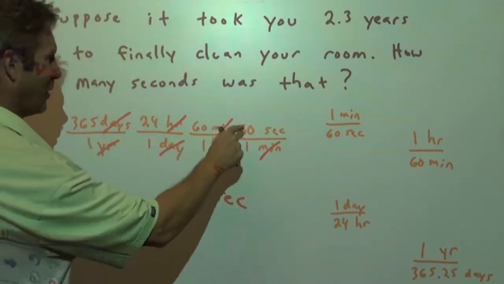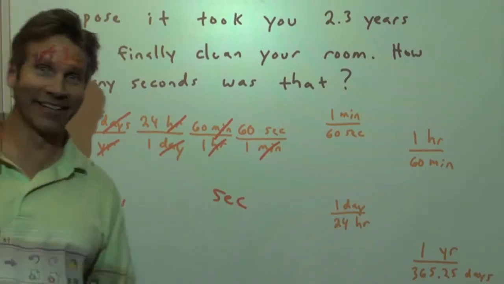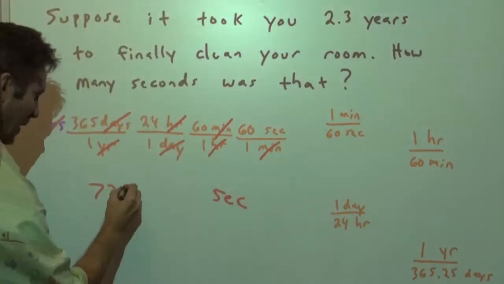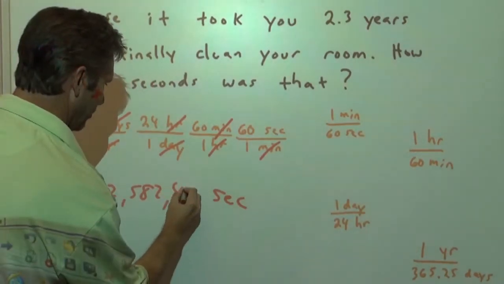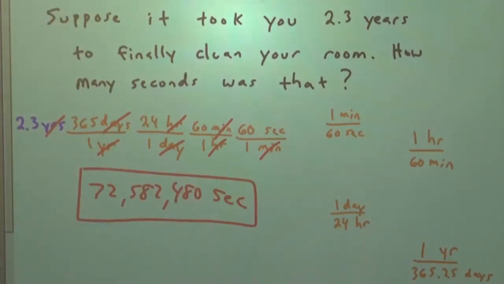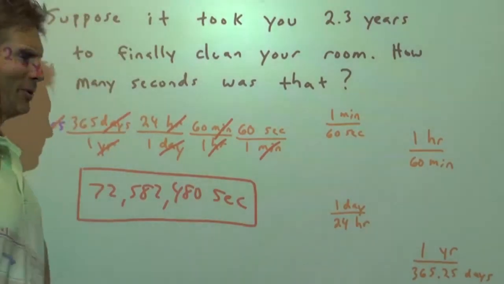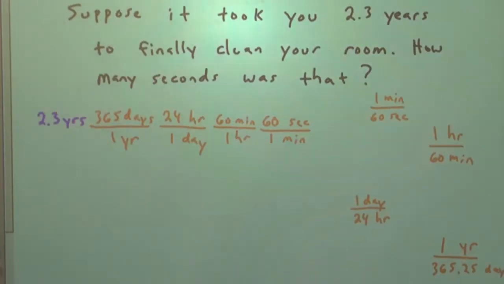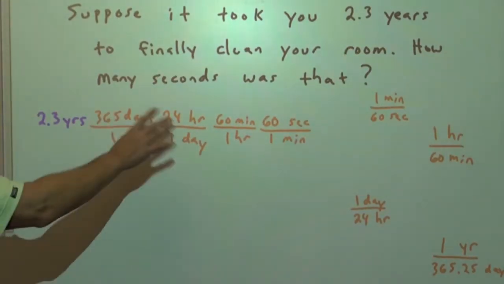Quickly in your head, multiply those together. I'm guessing it's 72 million. I'm looking over here. 582,480. Yeah, I didn't really do it in my head. I had it written down ahead of time. There you go. That's our answer. Took you 72.5 million seconds to finally clean your room. What's the hurry? Anyways, that was the final answer.